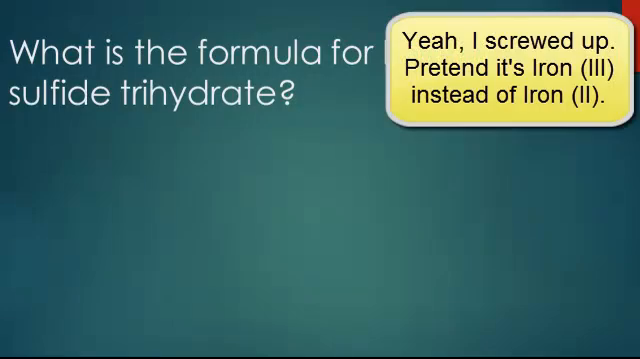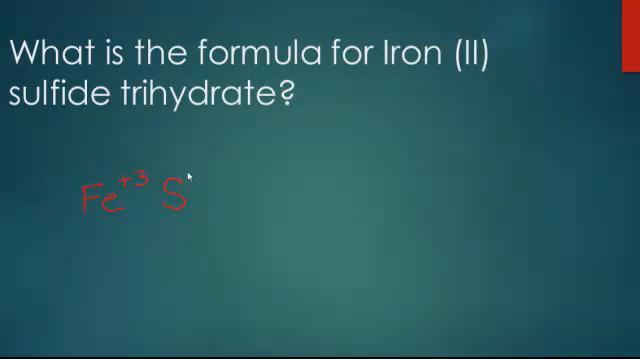Now if you're doing it the opposite way and you need to find the formula, you're doing iron 3 sulfide trihydrate. So first we're going to figure out the iron 3 sulfide. So iron 3, remember iron is Fe. Since it's got a Roman numeral 3, its charge is +3. Sulfide, that's off the periodic table. So sulfur's in the -2 column.